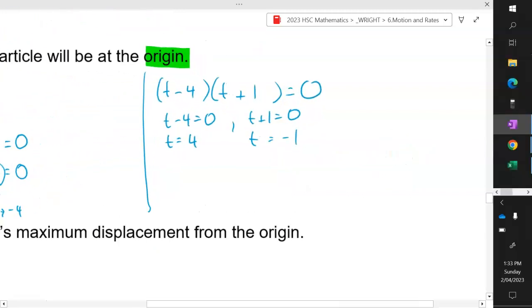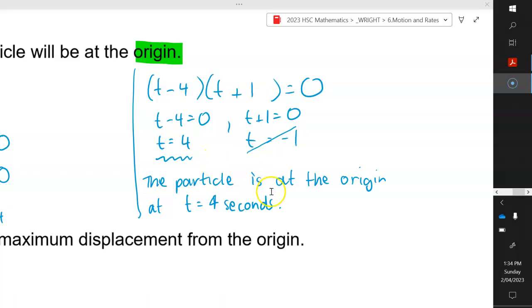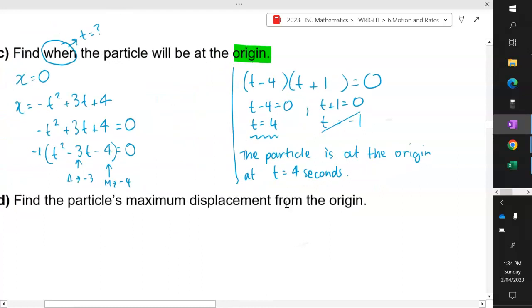And this is where we really need to look at what our answers are telling us. We have a positive time value and a negative time value. I don't need the negative time value because I can't work in the past. I only can work with time values after time is 0. So the value that I want is t is equal to 4, and I'm going to write a sentence answer. The particle is at the origin at t equals 4 seconds. So in this case, we weren't at the origin at time equals 0. It took us 4 seconds to get there, so we started somewhere else.